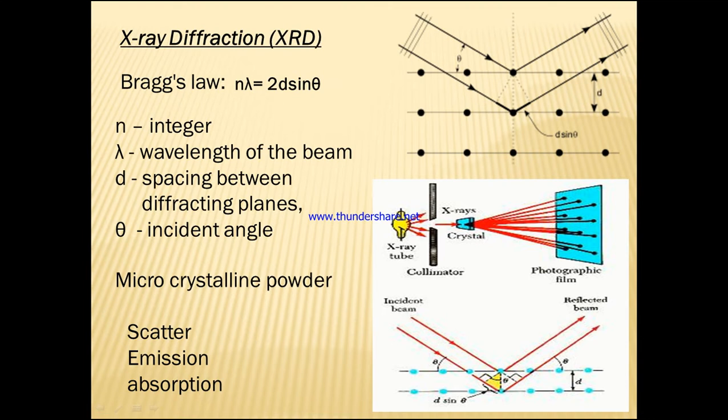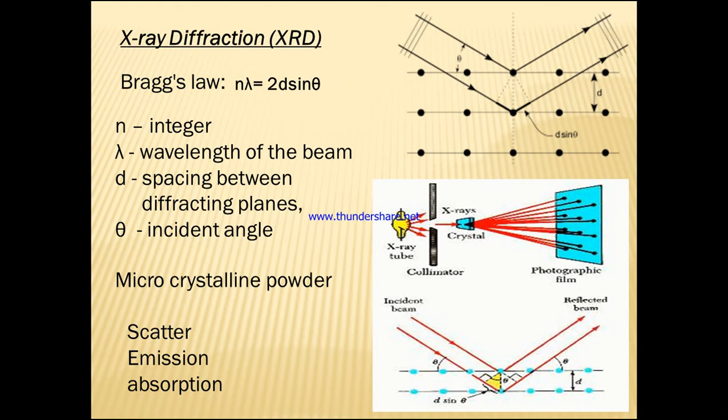So from the X-ray tube, the X-rays are produced when high velocity electrons strike the metal target. The X-rays which are produced in the X-ray tube strike the metal or the crystal here.